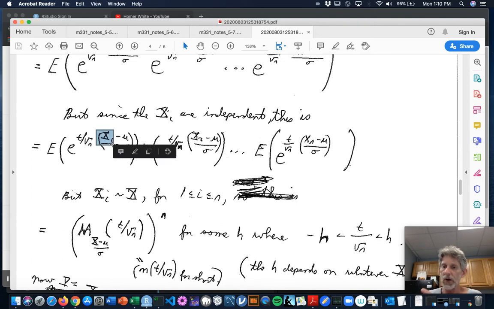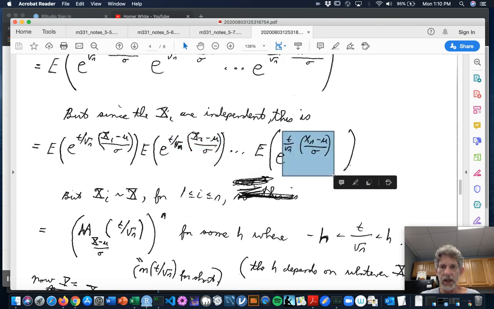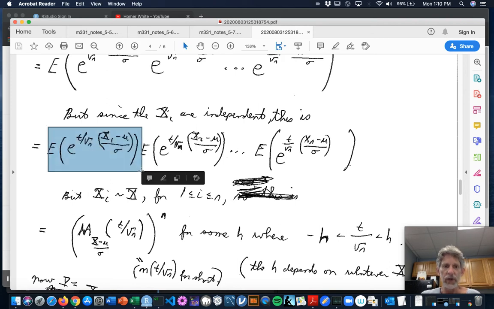They're all that same underlying distribution, x. Therefore, all of these random variables, this one and all the way up to this one, all have the same distribution. Therefore, they have the same expected value. So all I have to do is take one of these and raise it to the nth power. And so really, I'm just looking at the moment generating function for x1 minus mu over sigma at the value t over root n.